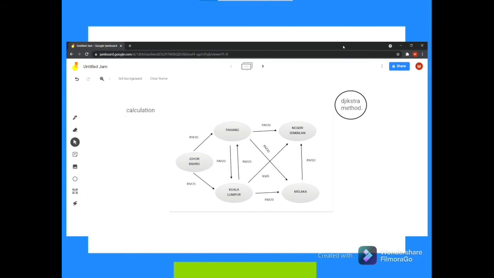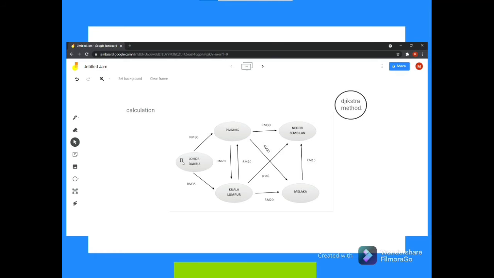Assalamualaikum warahmatullahi wabarakatuh. My name is Muhammad Faris bin Muhammad Noor, and today I would like to show the solution to this problem using the Dijkstra algorithm. First, I'll choose any vertex from this graph. From the problem, we must choose either Johor Bahru or Negeri Sembilan as the vertex. So I will choose Johor Bahru as the vertex and I will label it as 0.